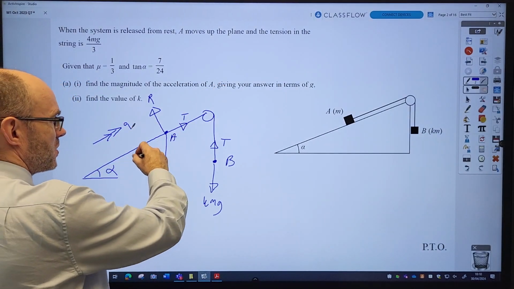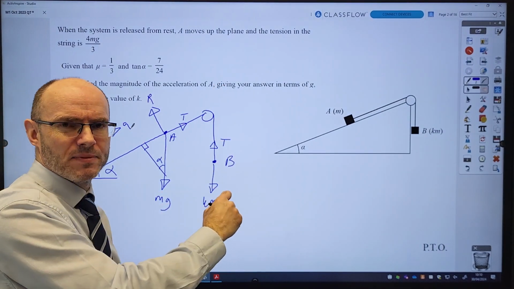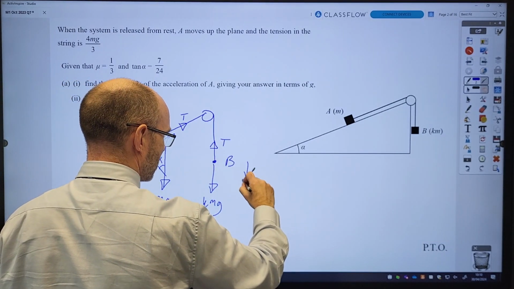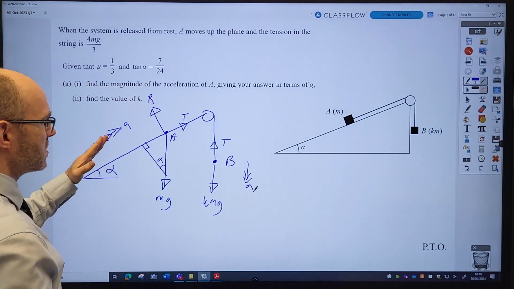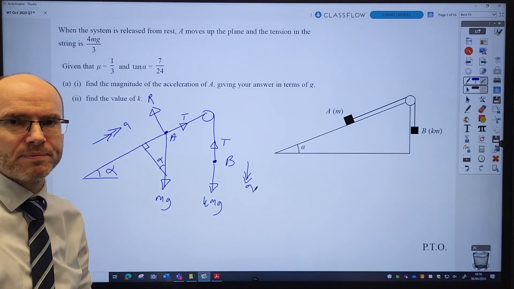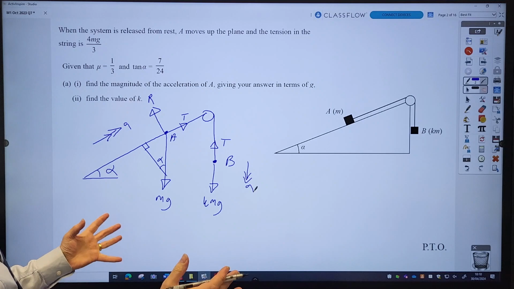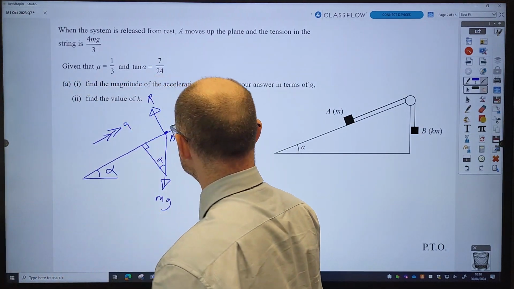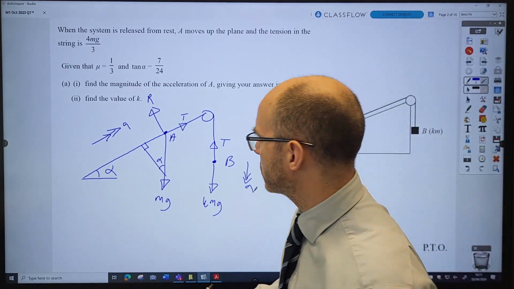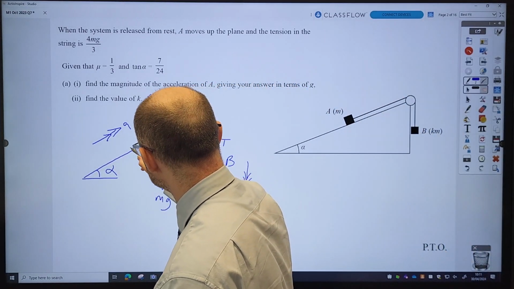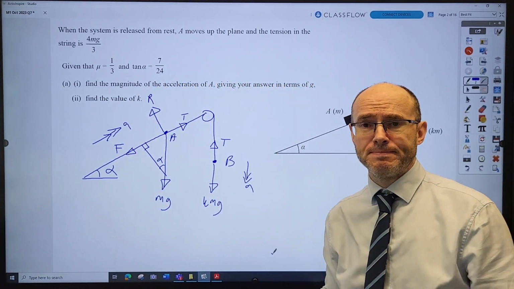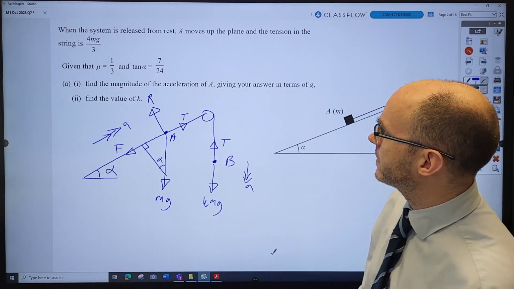And then because it's attached over a pulley, B is going to go this way, downwards. It must do. The whole system must go that way. What else have I missed? I think that's pretty much it, isn't it? Oh, the friction force as well, of course. Because it's moving that way, the rough slope is going to have friction, which is that way there. That's pretty much it.